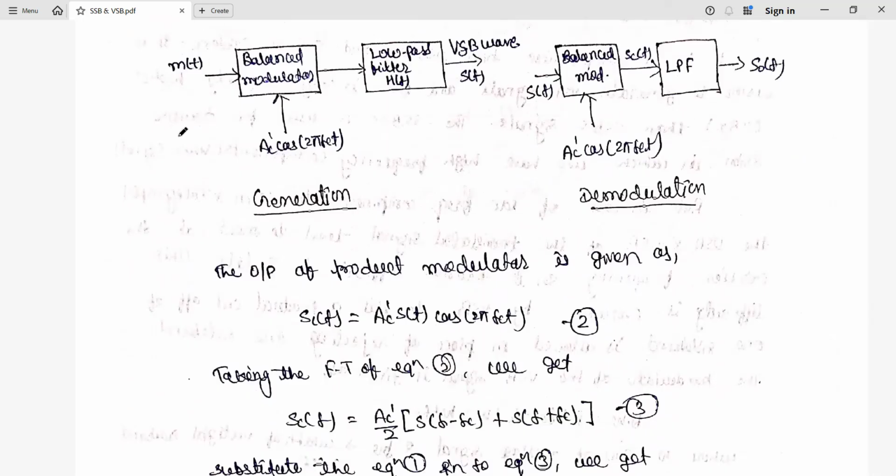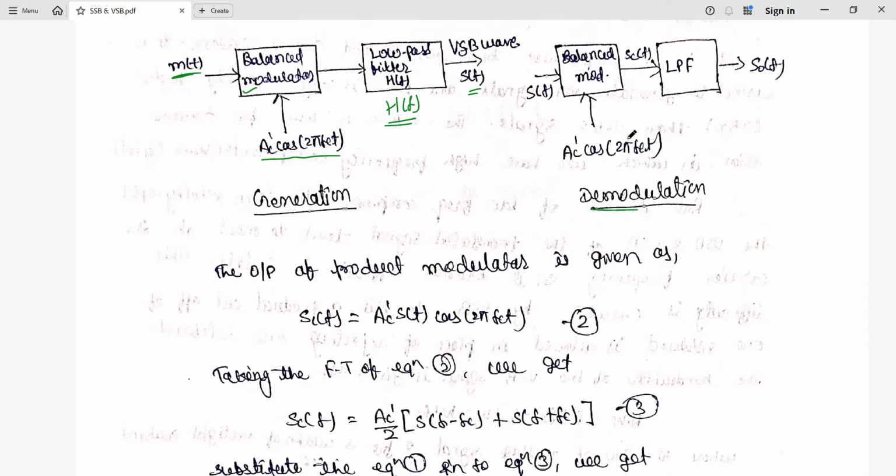For the generation, we have a balanced modulator, where the message signal is given as input along with the carrier signal. The output of the balanced modulator is DSBSC, which passes through a filter of the specific transfer function H(f). The output of this filter is the VSBSC modulated signal. Later we'll cover the demodulation part.